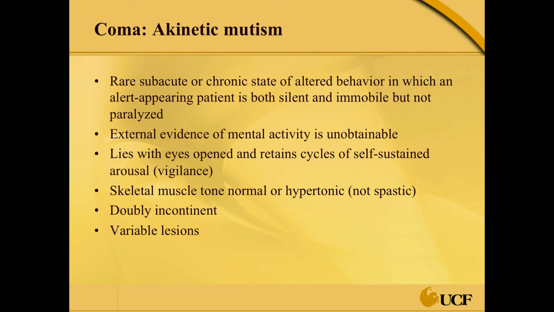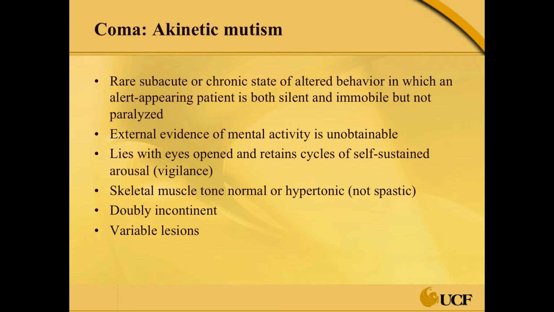Akinetic mutism is a rare subacute or chronic state of altered behavior. So what happens is you get this alert-appearing patient, but the patient is silent and immobile, but they're not paralyzed. And there's usually this external evidence of mental activity that's unobtainable. So you can't really assess this.